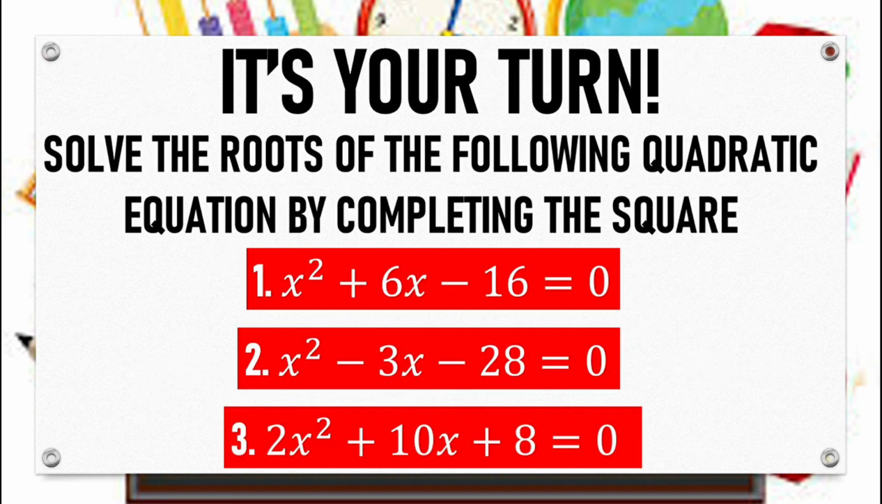This time, it is your turn. Solve the roots of the following quadratic equations by completing the square. First, x squared plus 6x minus 16 equals 0. Second, x squared minus 3x minus 28 equals 0. And third, 2x squared plus 10x plus 8 equals 0.